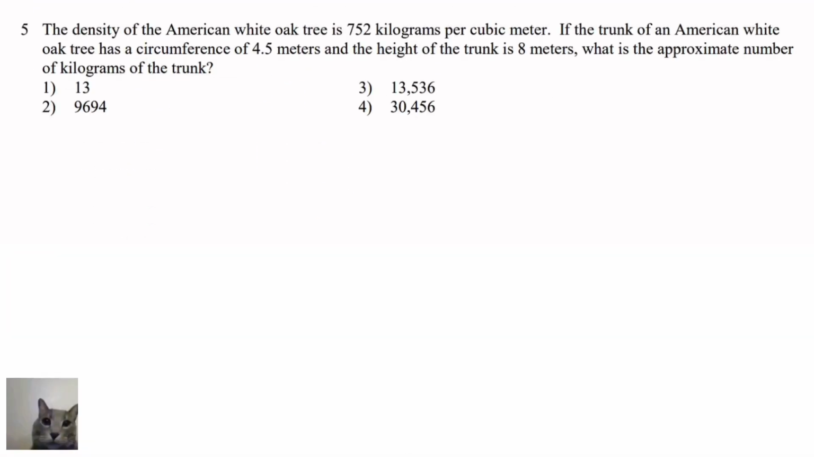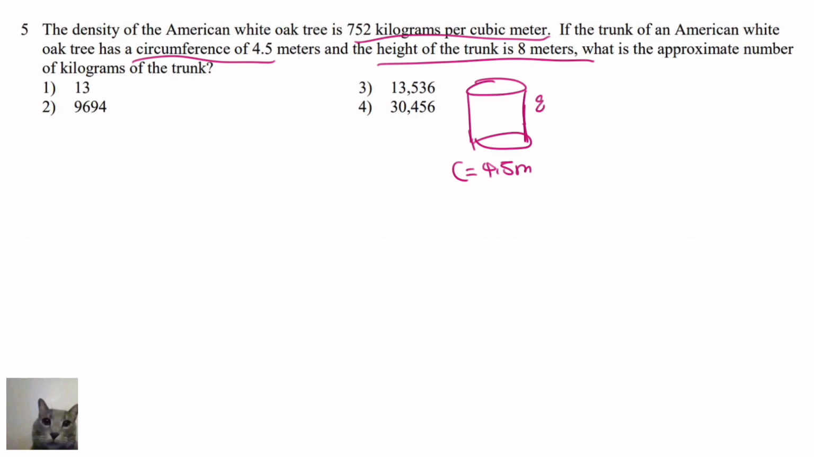The density of the American white oak tree is 752 kilograms per cubic meter. If the trunk of an American white oak tree has a circumference of 4.5 meters and a height of 8 meters, what is the approximate number of kilograms of the trunk? So we're given that we have a trunk, right? And the circumference of the base is 4.5 meters. And then the height is 8 meters. And we're also given the density right here. So what we're trying to find is the mass, right? We're trying to find the mass.